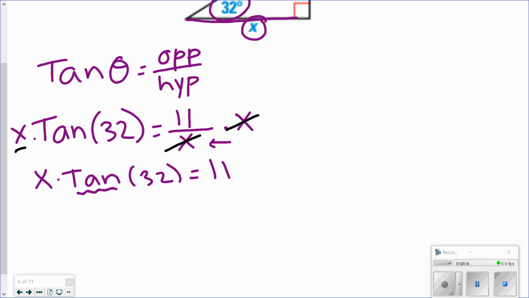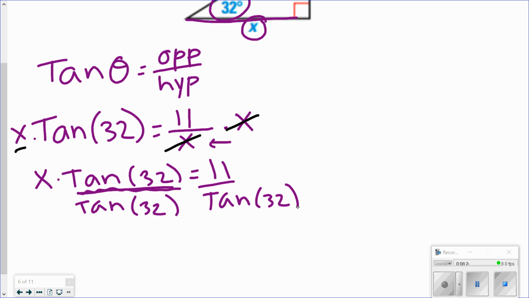Now, even though this seems crazy, that's just a number. Tangent of 32 is a number. So to get x by itself, and to get rid of a multiplication of tangent of 32, I'm just going to divide tan of 32 on each side. So this gives me that x is equal to 11 divided by tangent of 32.